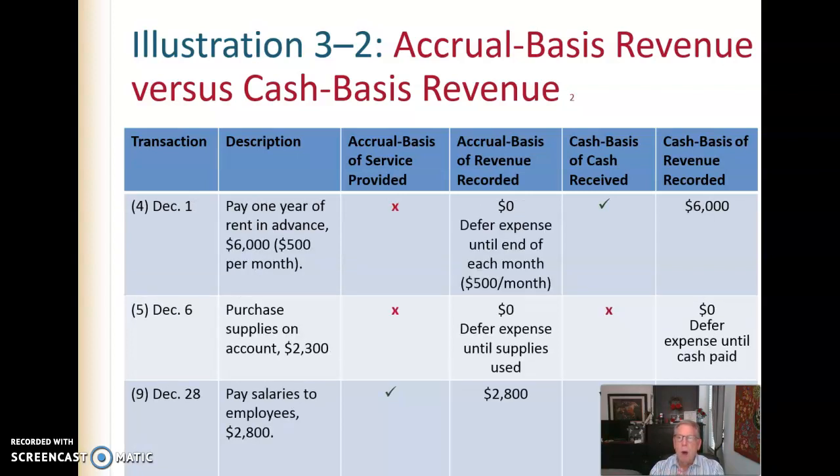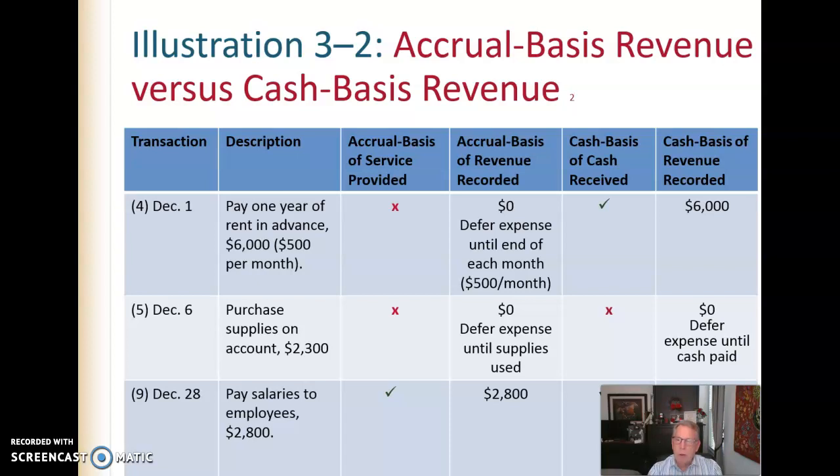On December 1, we pay 1 year of rent in advance. So under accrual basis accounting, we're going to debit prepaid rent and credit cash. Nothing hits the income statement there. We will allocate that over each month at $500 a month, but that's in the future. Under cash basis accounting, we're going to record the entire expense of $6,000 when we pay that $6,000.